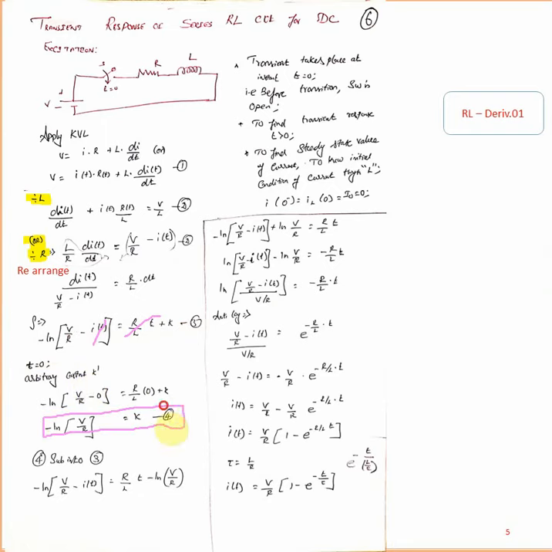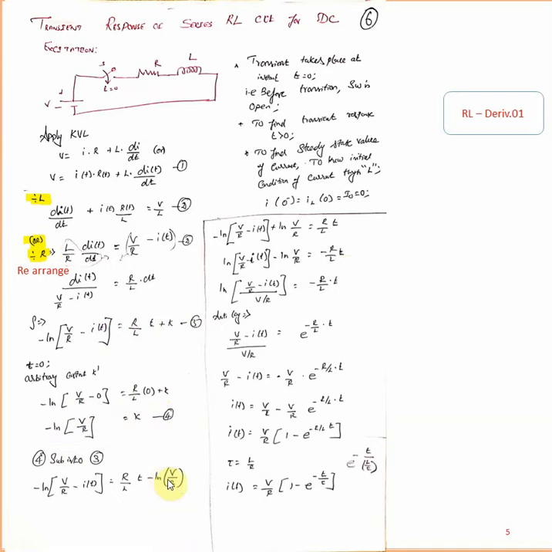Step number 5. What is this one? Substitute the k from step 4 into the third one. The k value is minus ln V by R. Substitute into this place. See here, I have written it here. Then next, this is minus ln V by R.